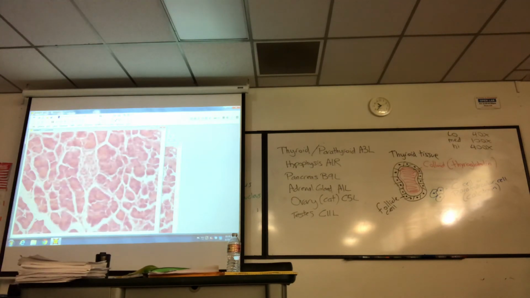So what stands out to you? The thing in the middle? Yeah, that's it. See how it's a clump of cells? You can see the little nuclei there? That's a pancreatic islet. That's what you would identify for the pancreas. Those cells secrete insulin and glucagon. Okay, adrenal gland.